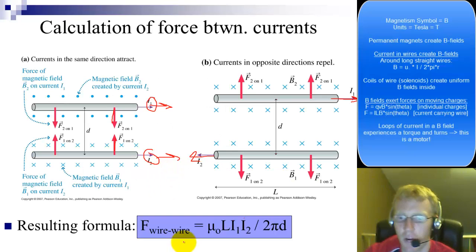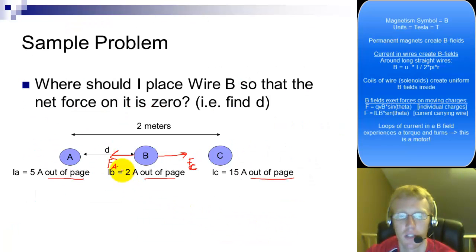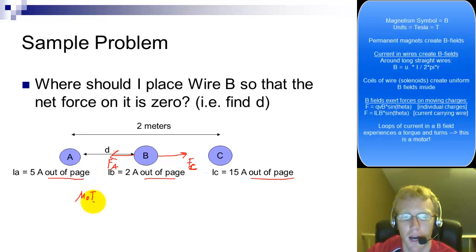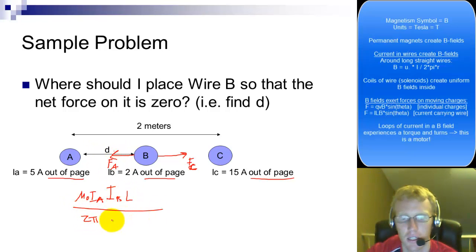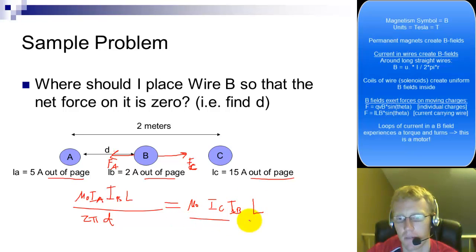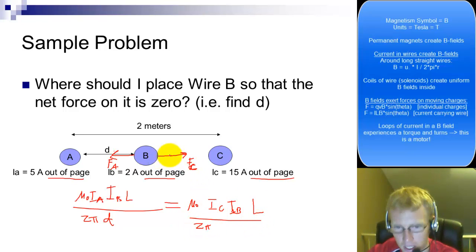Now, the length of all the wires is going to be the same, so mu naught is going to be the same. So we have I1, I2, 2 pi is the same in all cases, and then d. So we have mu naught IA IB L over 2 pi times this distance, d. That's the force between these two. That has to equal mu naught IC IB times L over 2 pi times this distance. And if the total here is 2 meters, and this is d, then this is 2 minus d.